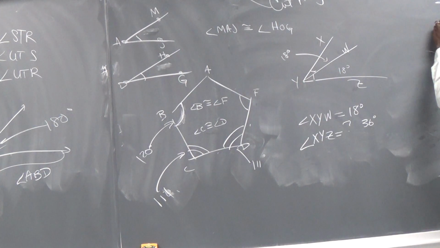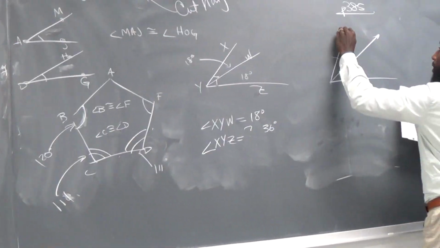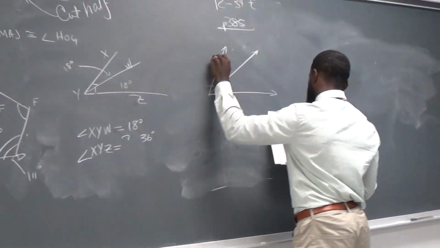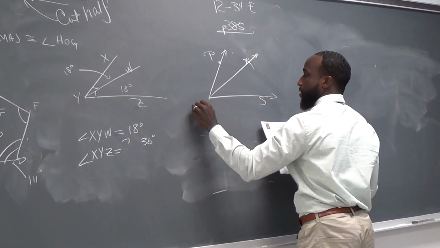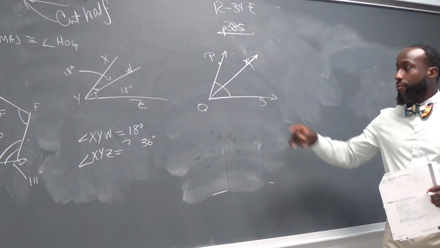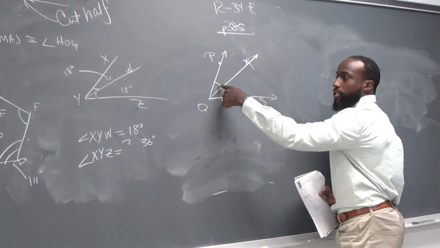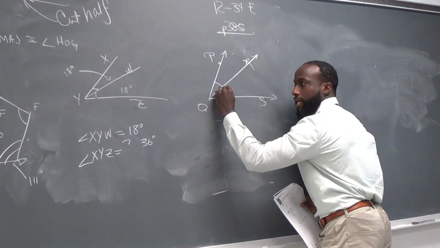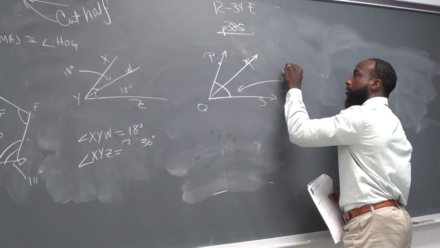Alright, what if I have this? Listen to the lingo here. This is P, this is R, this is S, this is Q. This right here refers to the whole angle. When there's no break in this mark here, this means the whole angle. Put that in your notes.